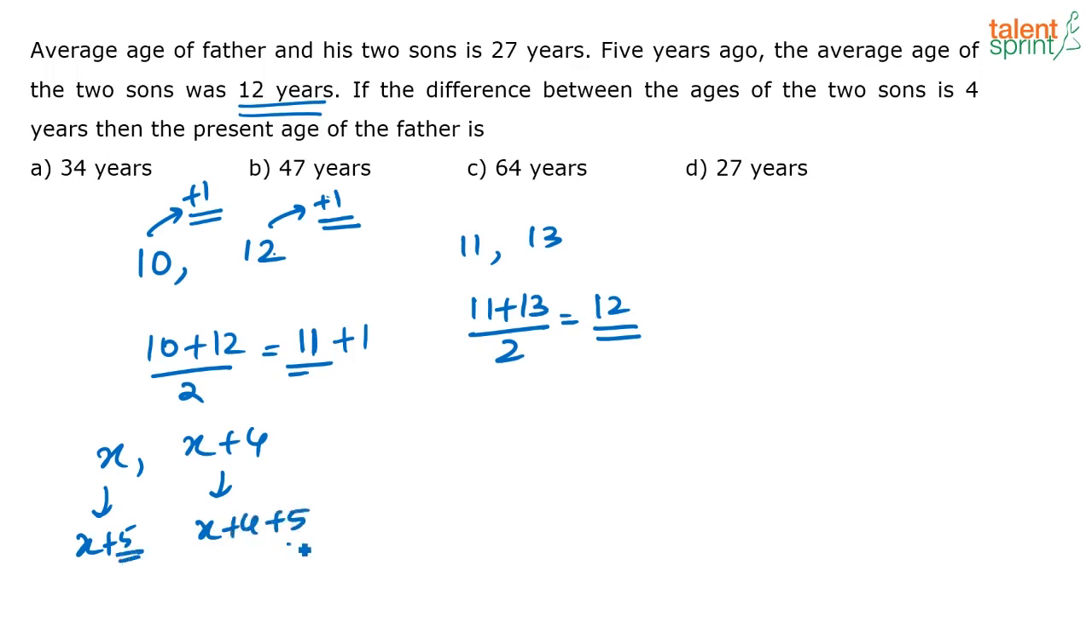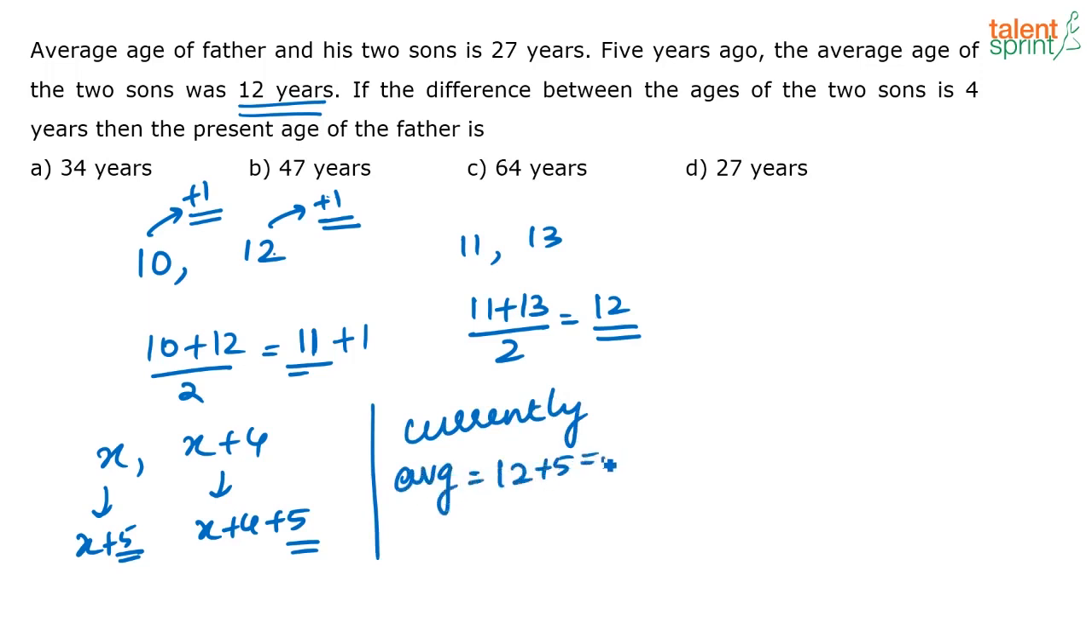Basically, I am adding 5 to both the given numbers, correct? So, what does that mean? My average also has to increase by 5. So, currently, what will be the average of both the sons? Currently, the average of both the sons will be 12 plus 5, that is equal to 17.